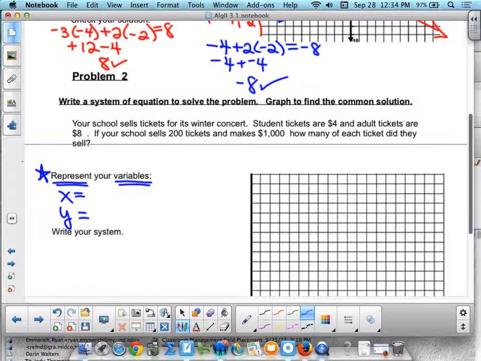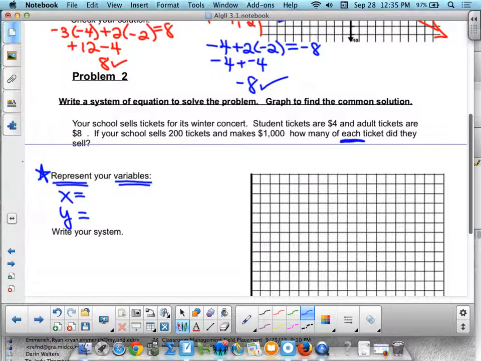Your school sells tickets for its winter concert. Student tickets are $4. Adult tickets are $8. If your school sells 200 tickets and makes $1,000, how many of each ticket did they sell? What's x? Tickets? Just tickets? Maybe student. How many of each ticket did they sell? There must be something different about these tickets. Oh, adults are $8, I didn't see that. There's adult tickets and there's student tickets. You gotta tell me which one's which.